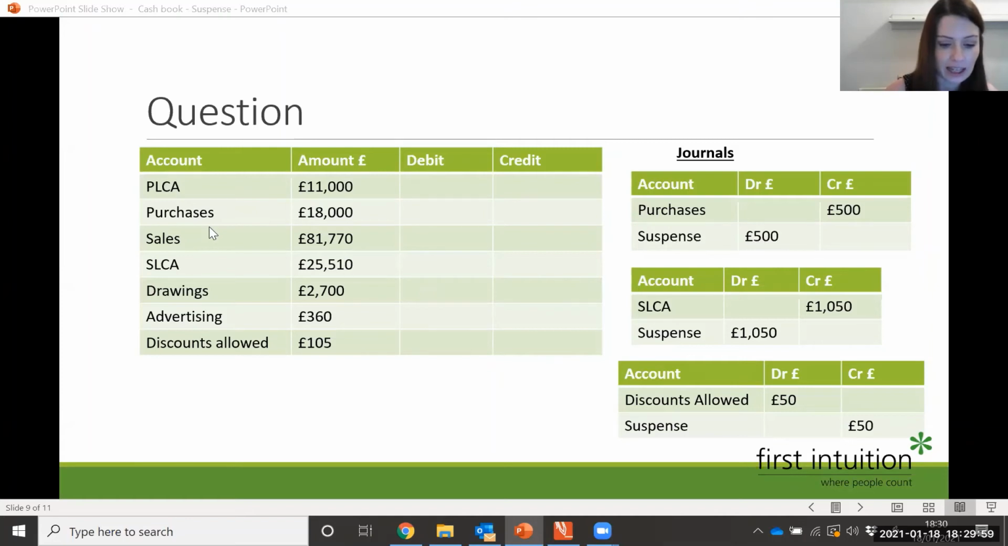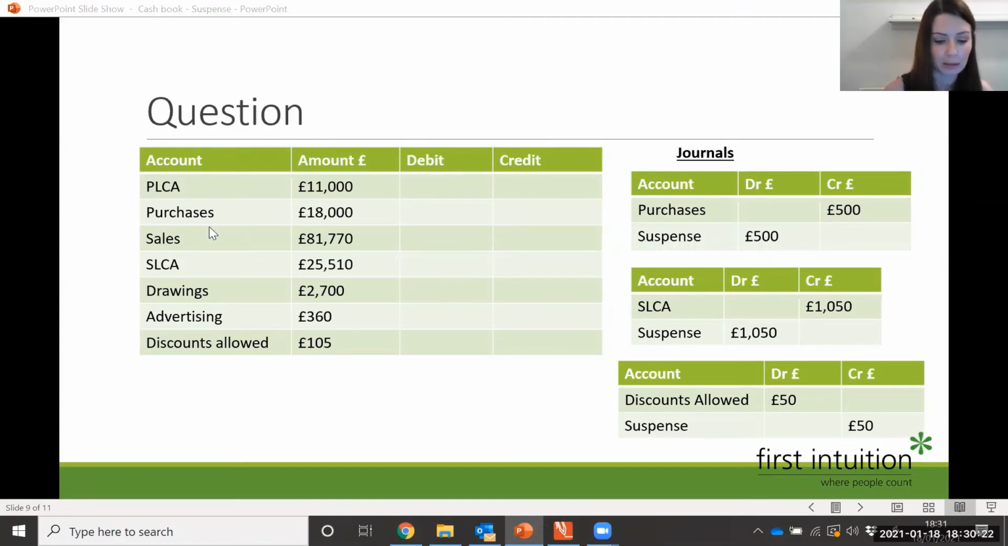Okay, sales, 81,770. We aren't told about a journal for that. So will that be a debit or a credit? Yeah, good. It's a credit, because it's an income account.